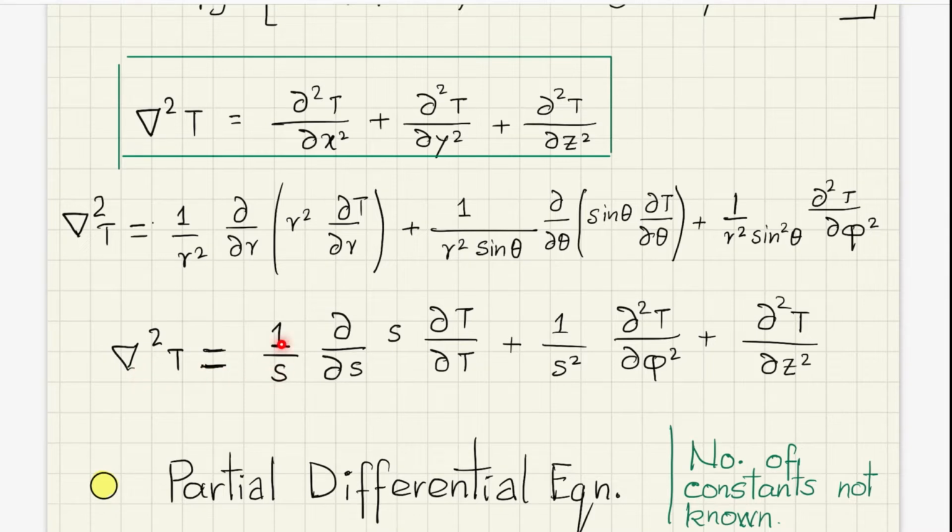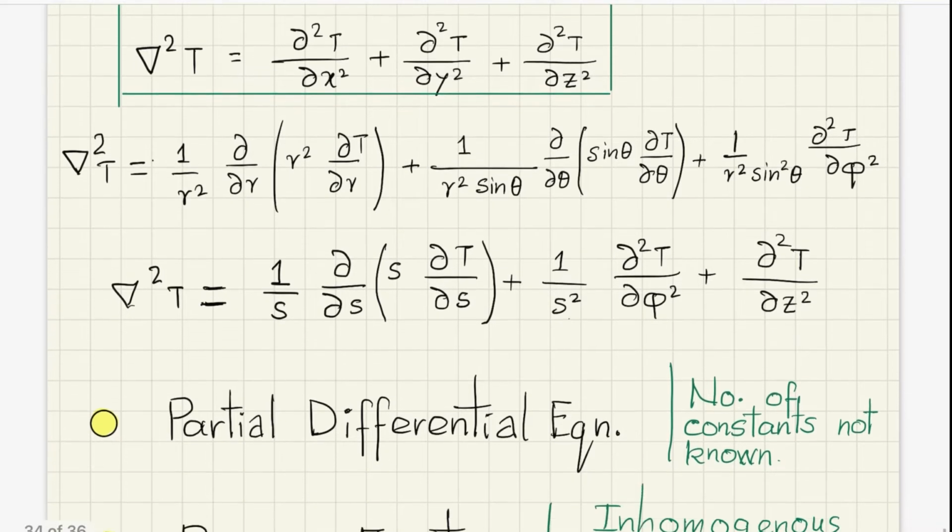In cylindrical, of course, it is 1 by S, del by del S, of S del T by del S. Then second-order differential in phi, with a metric S square, and of course, del square T by del Z square.